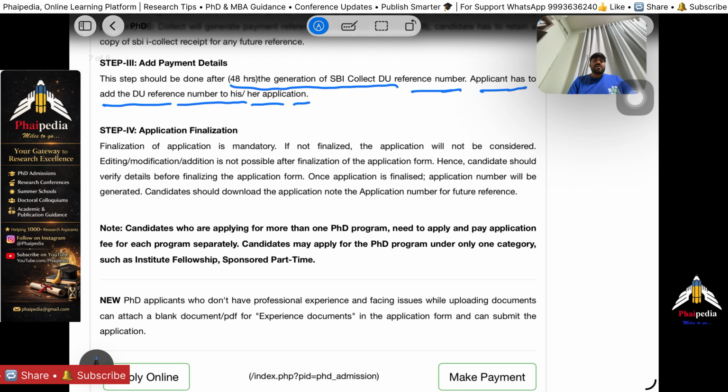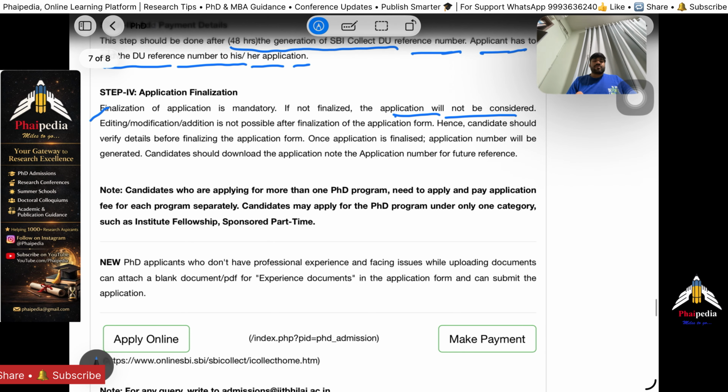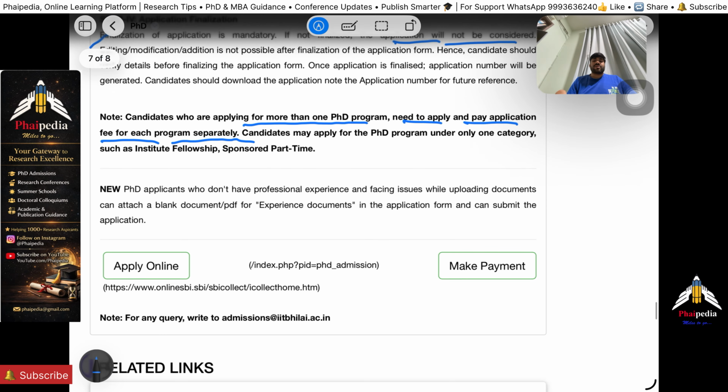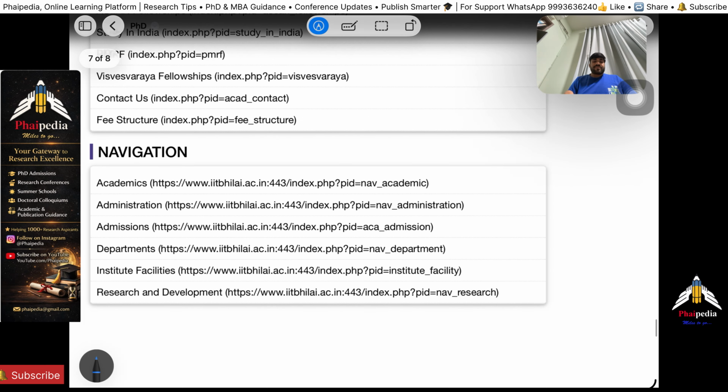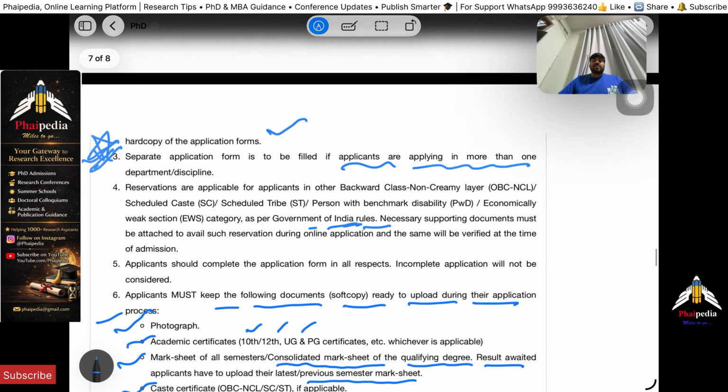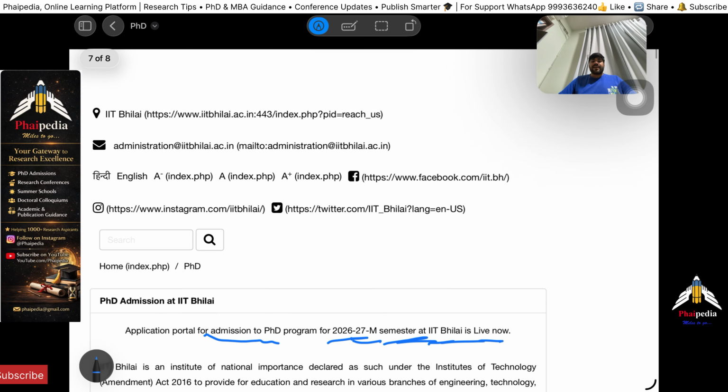Application finalization. So finalization of the application is mandatory. If not finalized, then the application will not be considered. Also, note that candidates who are applying for more than one PhD program need to apply and pay the application fee for each program separately, as I have already mentioned. So this is all about the application procedure at IIT Bhilai.